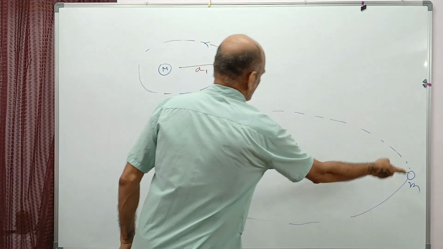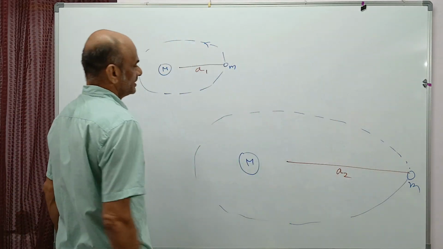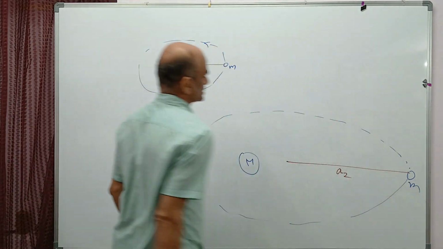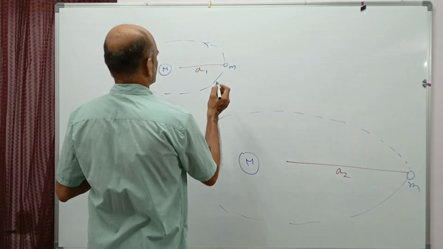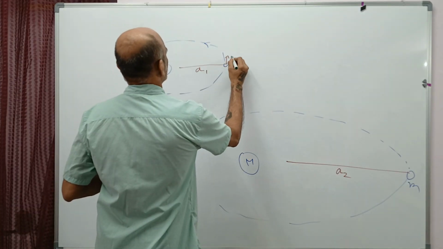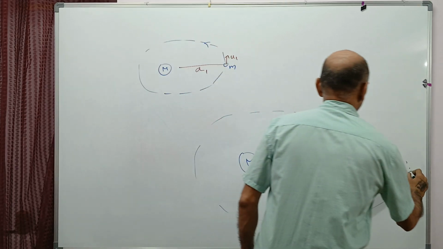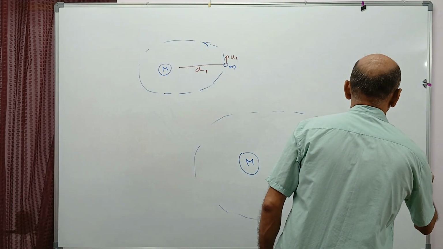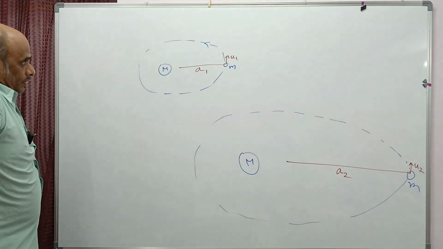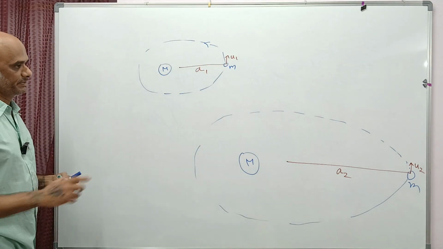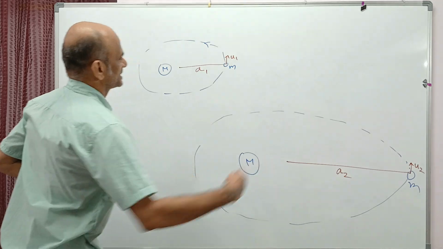See, I can make the planet go around a bigger ellipse by giving an appropriate initial velocity. So here the initial velocity u has some value u1. Here the initial velocity will be a different value u2. So depending on the initial condition, the size of the ellipse will be decided.